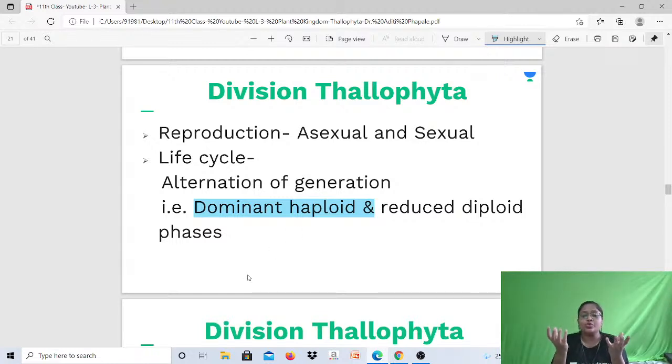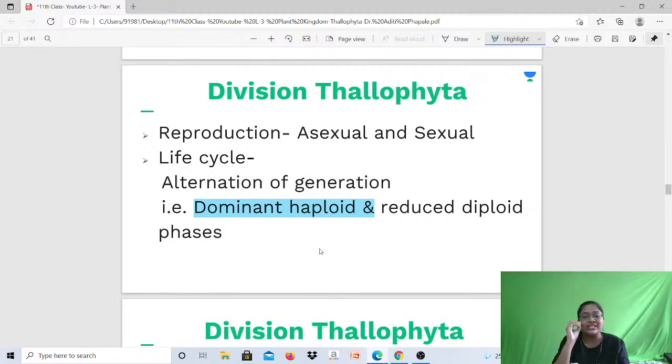Matlab, two structures are present. Okay, haploid as well as diploid. Haploid structure gets converted to diploid, or it forms diploid structure. Then from diploid structure again haploid structure is formed, and the cycle continues. That's why it is called as alternation of generation. So but which one is dominant in this life cycle of thallophytes? Which generation is dominant? So haploid, which is indicated by small letter N. ठीक है, haploid is dominant, whereas ये जो diploid है, it is reduced, okay, in thallophytes.